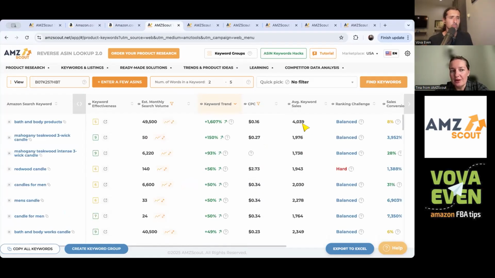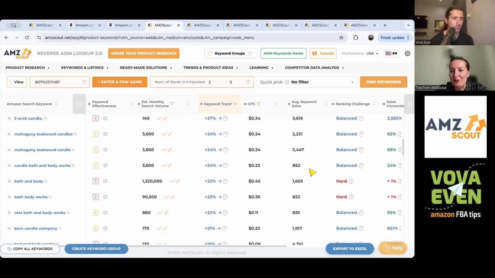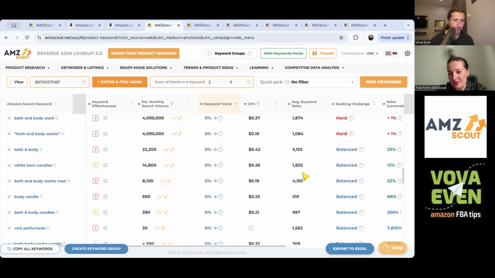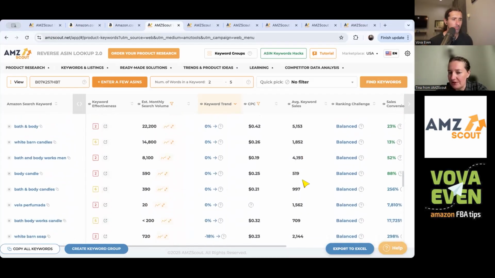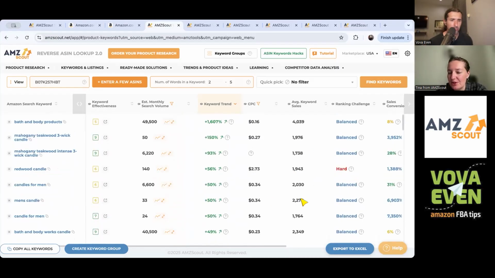It means that on average, the first, like, 40 organic products that appear for this keyword on Amazon have 4,000 items sold per month on average, which is a really, really big number. And a lot of these keywords have quite great keyword sales. It can be competitive, but there's a lot of space for different sellers in these niches for these keywords.